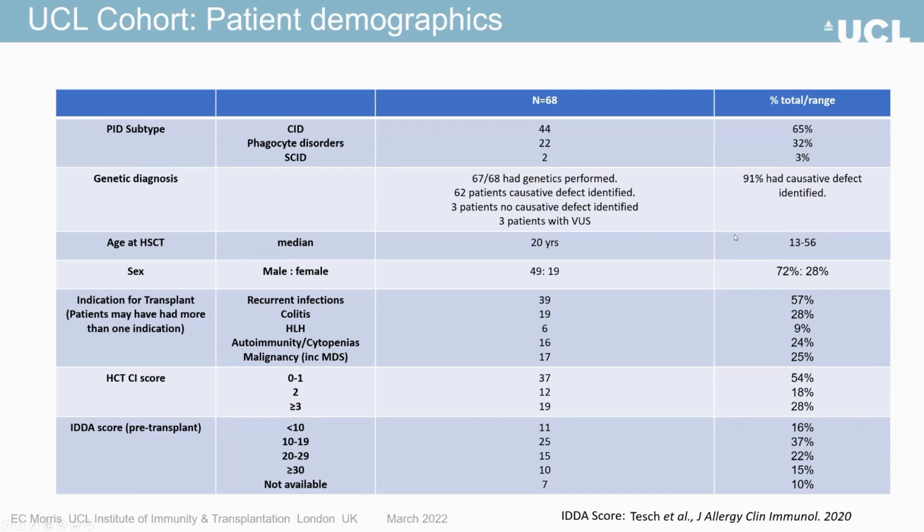Of these, 91% of our patients have had positive genetic defects identified. Our median age at transplant is 20 and goes up to 56. And the indications for transplant included recurrent infections, colitis, HLH, autoimmunity or refractory cytopenias, or malignancy. A third of our patients had an HCT-CI score of greater than 3, and we also tried to validate Marcus Seidel's IDDA score, which is an immune deficiency and immune dysregulation score, and we were able to calculate the IDDA score of patients pre- and post-transplant.